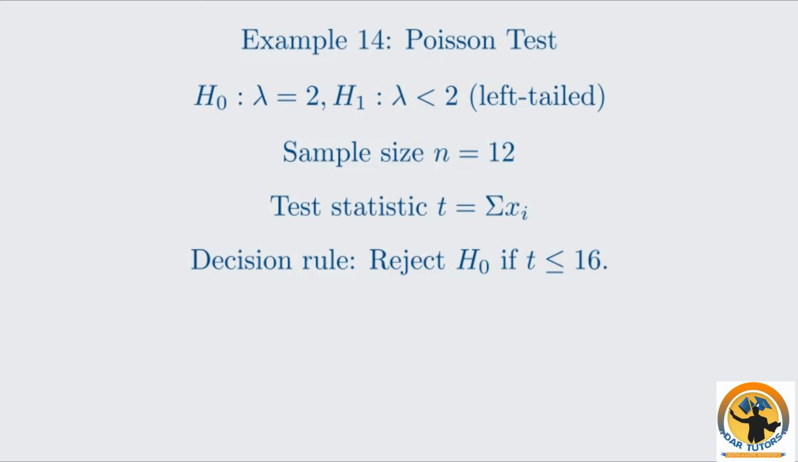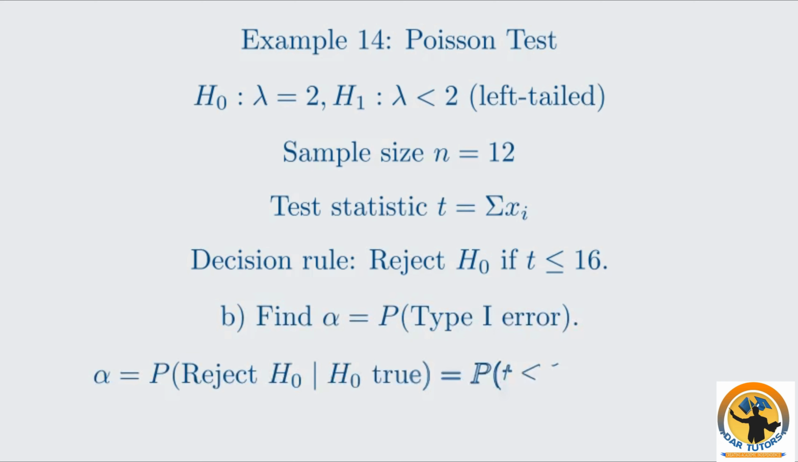First, let's find the type 1 error probability, alpha. Alpha is the probability of rejecting H0 when it is true. Under the null hypothesis, each Xi is a Poisson random variable with parameter 2. The sum of 12 independent Poisson variables with parameter lambda is itself a Poisson variable with parameter 12 times lambda. So under H0, T follows a Poisson distribution with mean 12 times 2, which is 24.